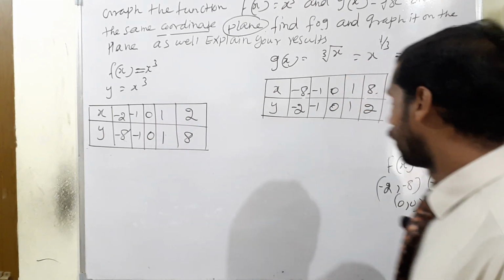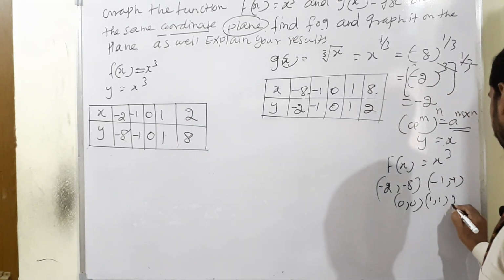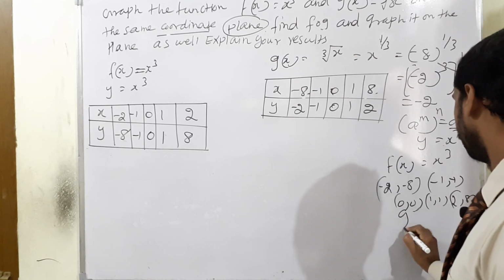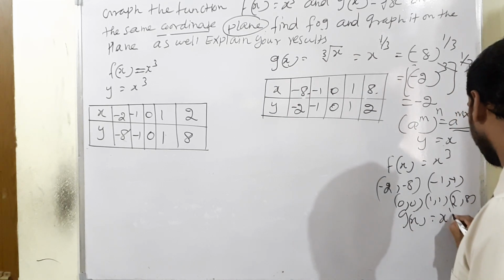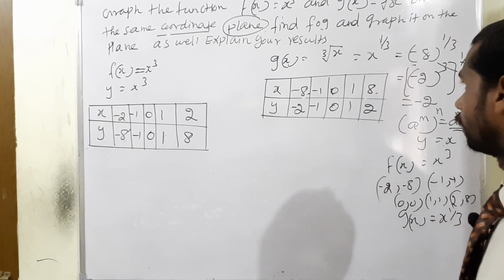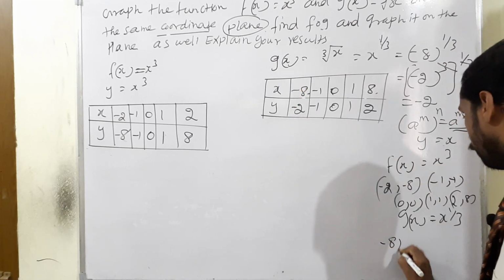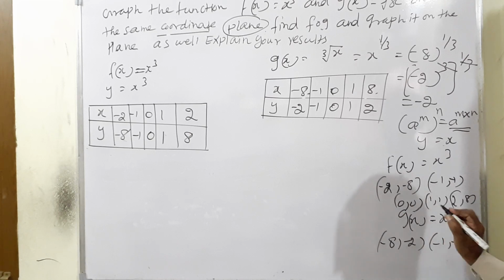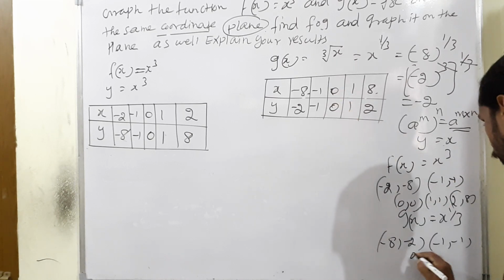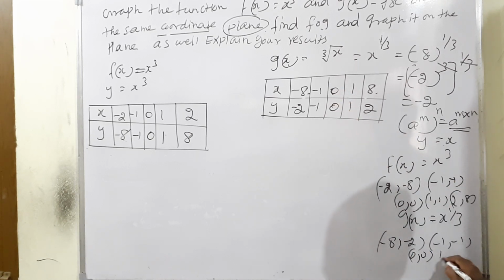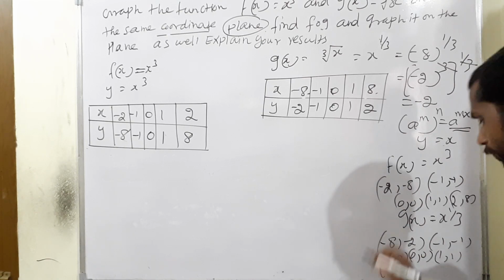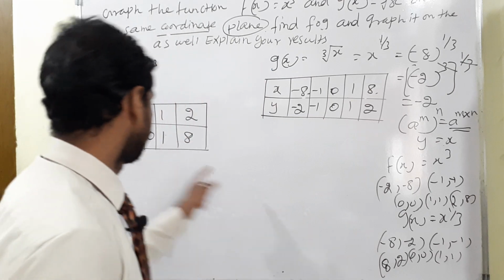Then (1, 1), (2, 8). Next, the point g of x. g of x is equal to x to the power 1 by 3. What are the points there? (-8, -2), (-1, -1), then (0, 0), then (1, 1), then the final one, (8, 2). I need the spaces here.